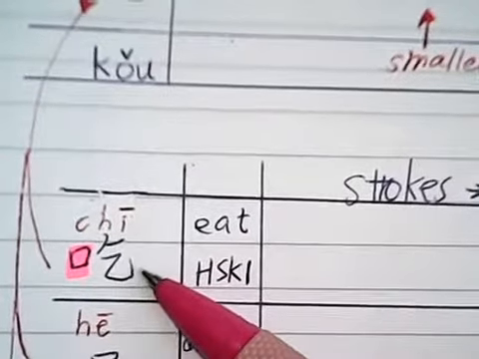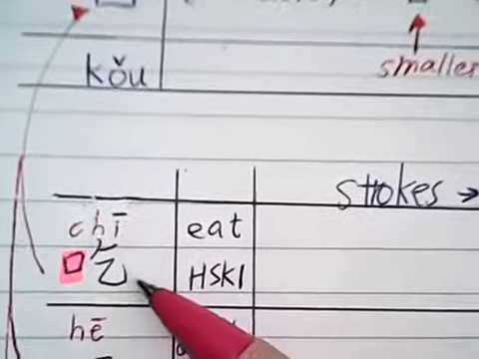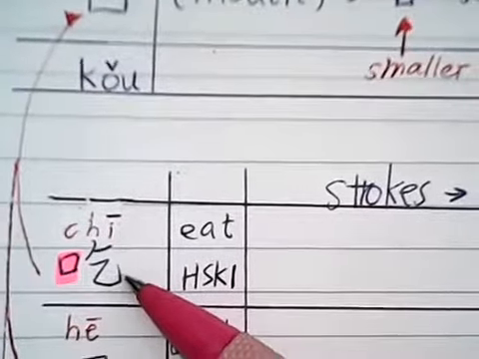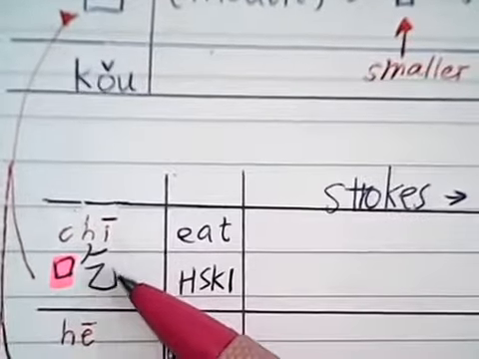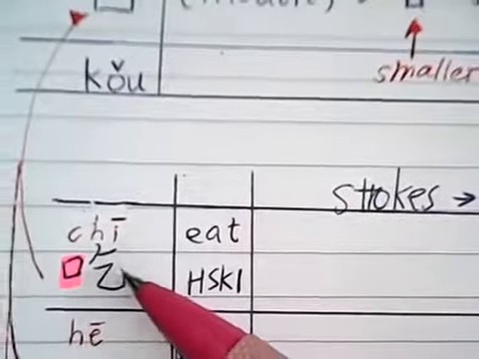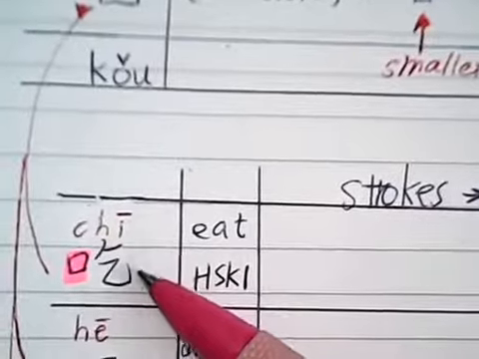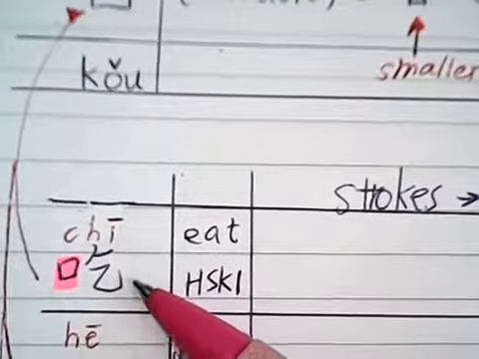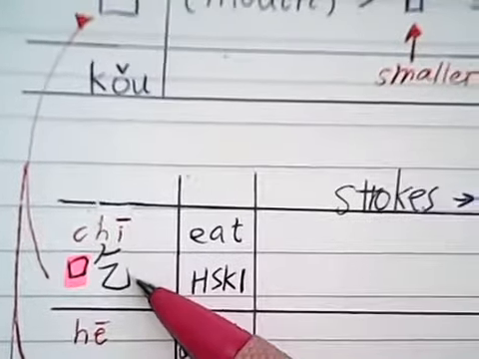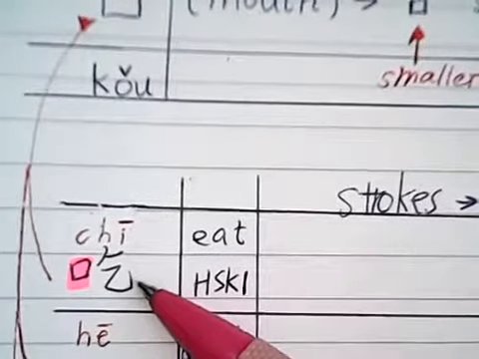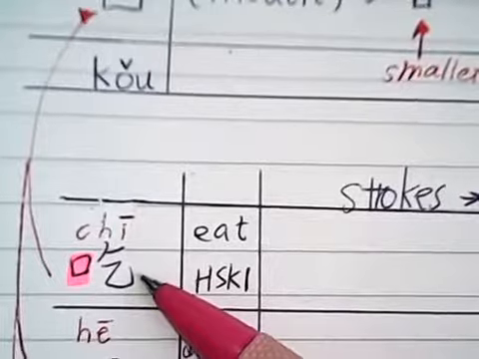So that's the reason why every time I tell you, you have to learn radicals, because even if you don't know these Chinese words, at least you know this word is something related to your mouth. So it is very important to recognize the personality or the characteristics of a Chinese word.